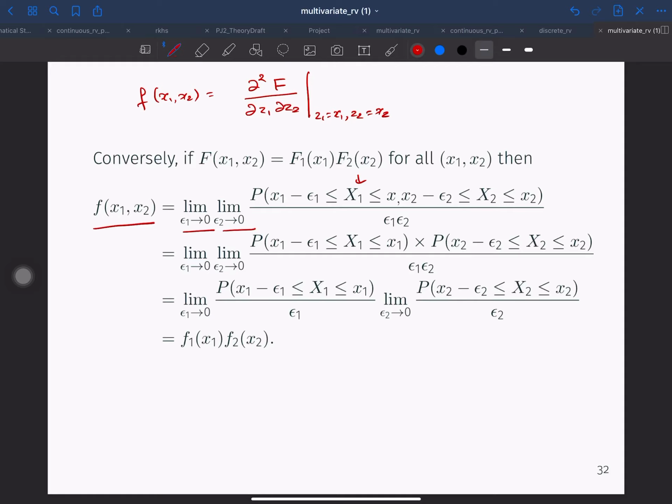And then once again, by the fact that you can take the product, you can write out this joint CDF difference as 2 marginal CDF, move the epsilon 1 out, move epsilon 2 out, and then take the partial derivative on both sides to get the product.